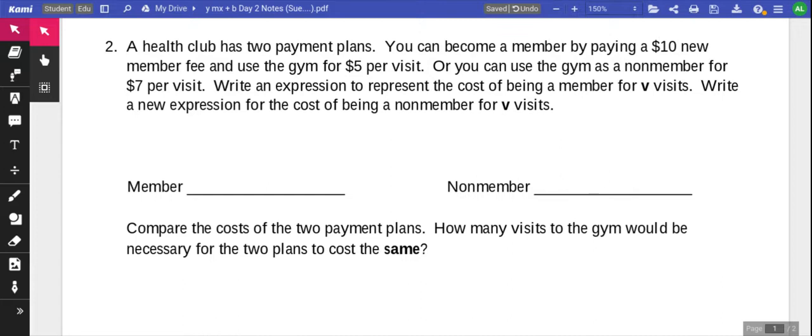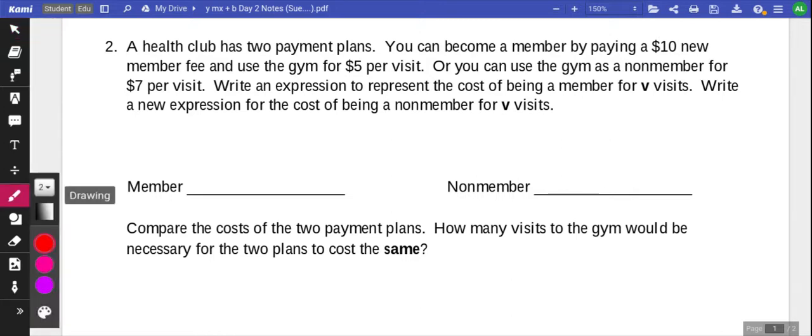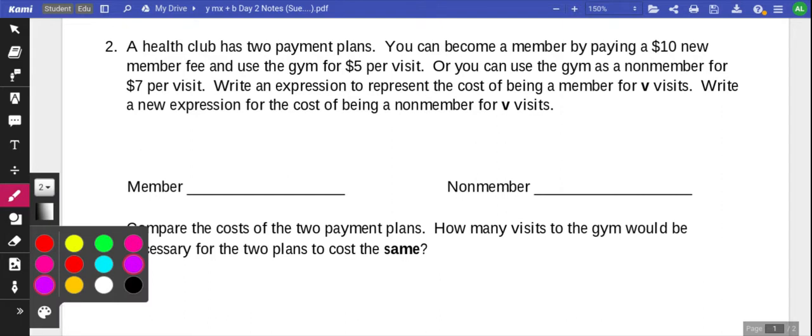So this one says a health club has 2 payment plans. You can become a member by paying a $10 new member fee and $5 per visit to the gym. So I'm going to underline all that. Okay, I can do this: $10 member fee, and every time I visit, I pay $5. Or if I am a non-member, it costs me $7. So there's no fee to be a non-member, and it's $7 per visit.